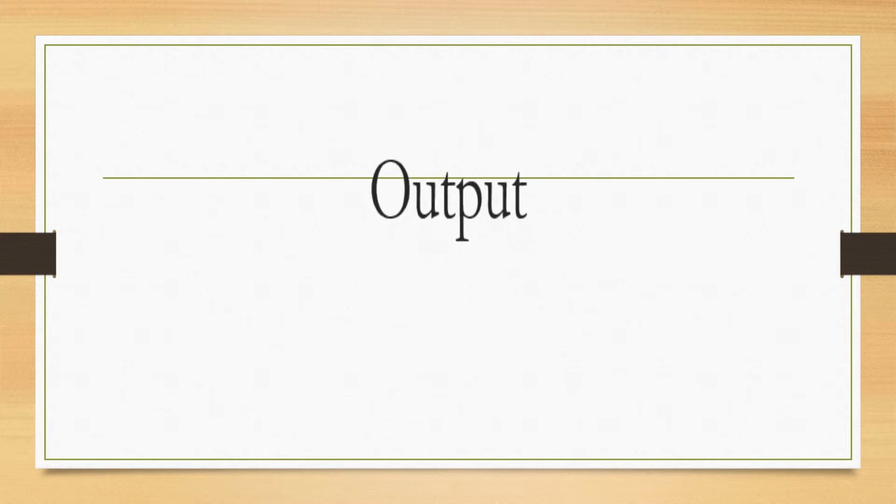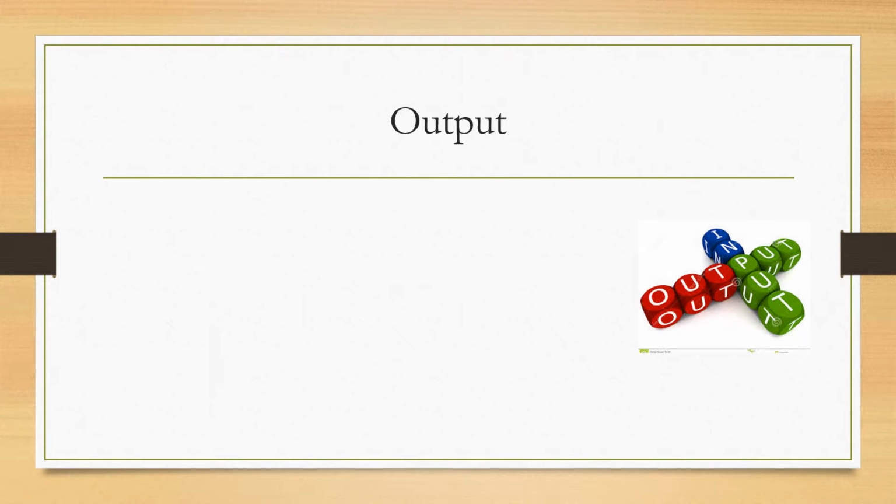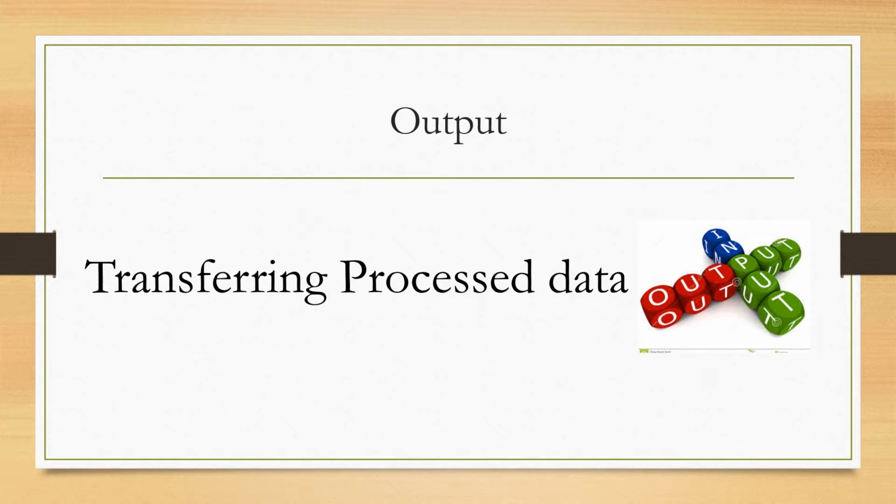The last one is output. Here, the results of the preceding processing steps are collected. The particular form of the output data depends on the use of the data. For example, output data may be paychecks for employees. Output transfers the processed information to the people who will use it or to the activities for which it will be used.